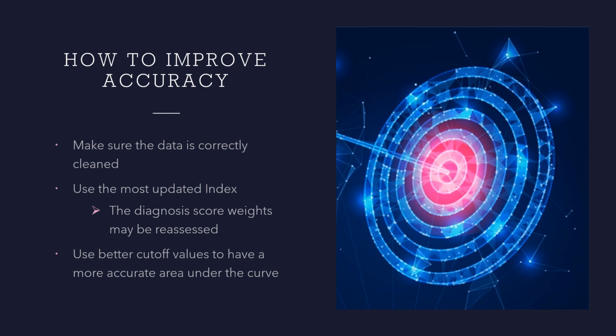How to improve accuracy. Make sure the data is correctly cleaned before using. Use the most updated index because diagnosis score weights can be reassessed or updated. Use a better cutoff value to have a more accurate area under the curve.